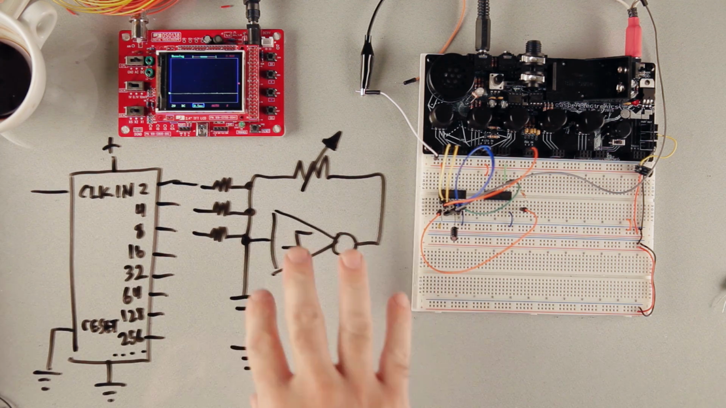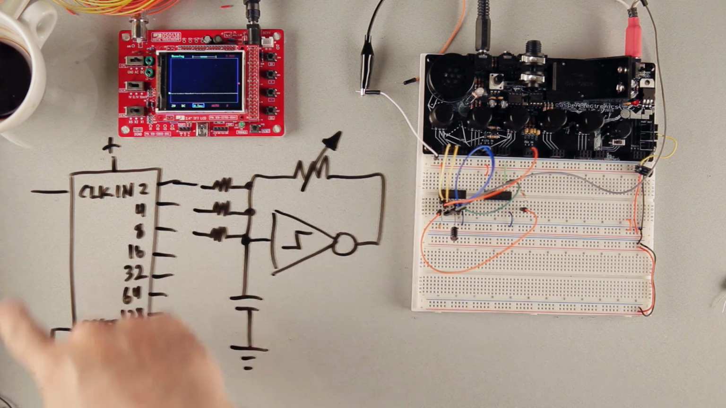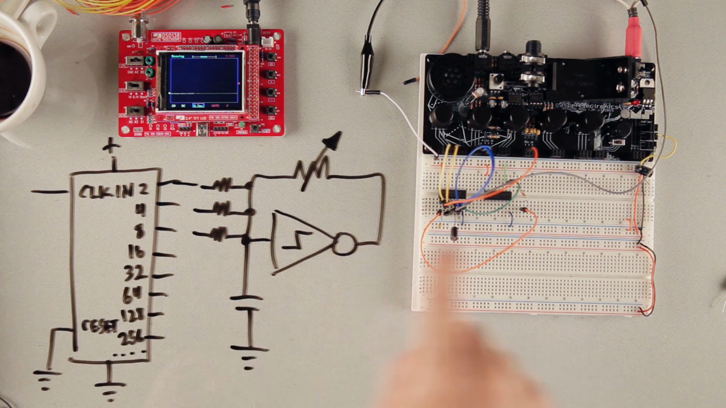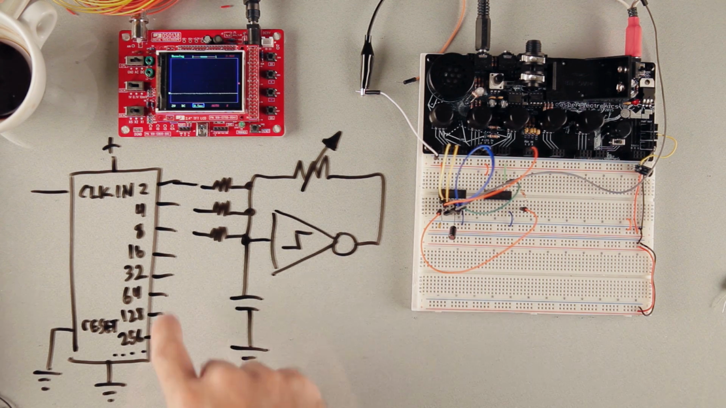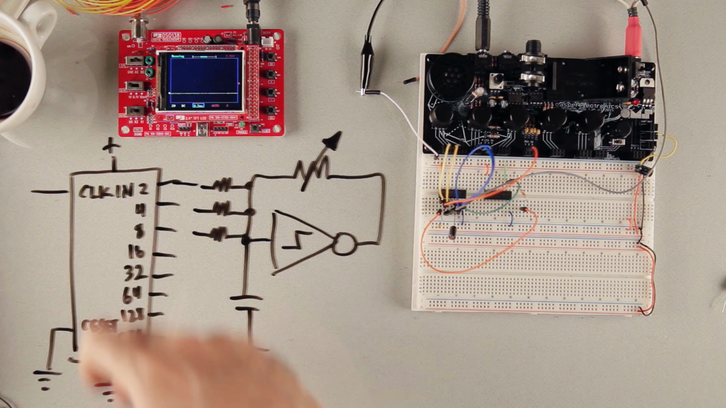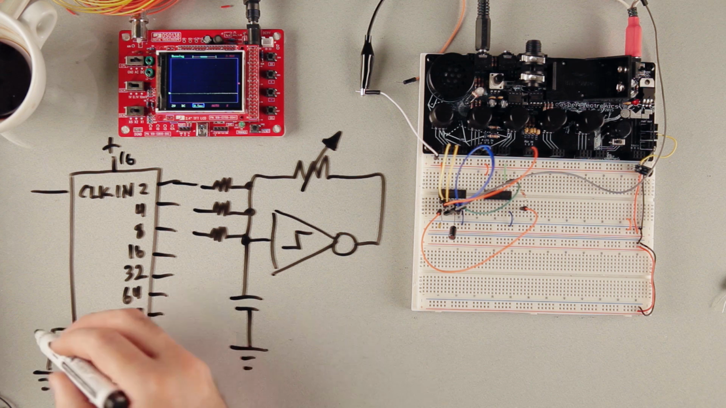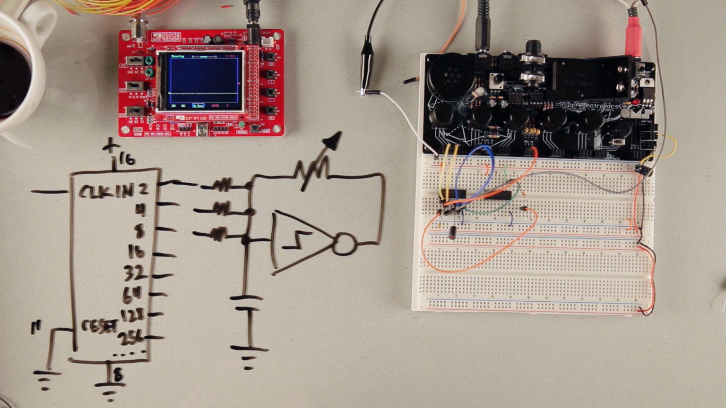Here's the schematic of what we're going to build. We've got our CD4040 here, that's our divider. It's got a clock input that's coming from our low frequency oscillator. And then we've got a bunch of outputs here. There's a few more that we're not going to be using. And of course we're going to connect pin 16 to power, pin 8 to ground, and pin 11 is our reset, and we're also going to connect that to ground.